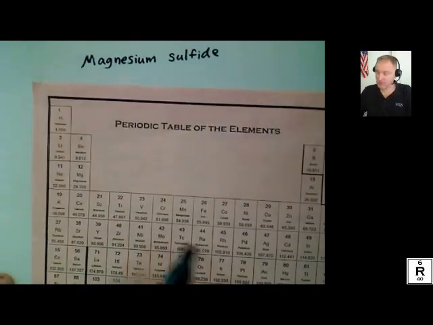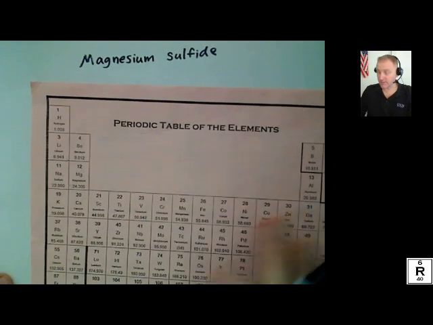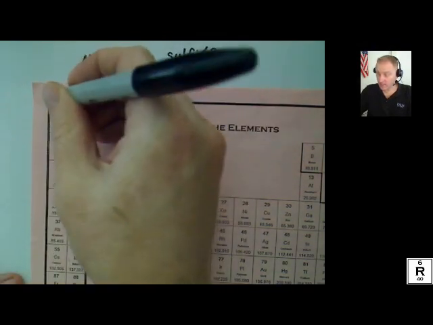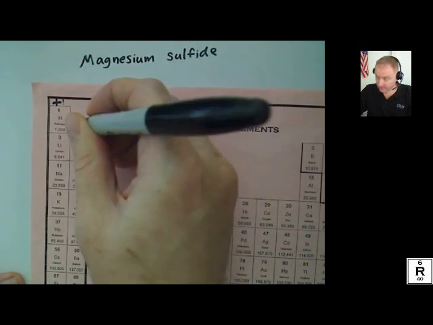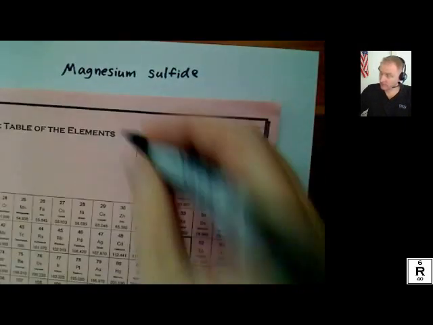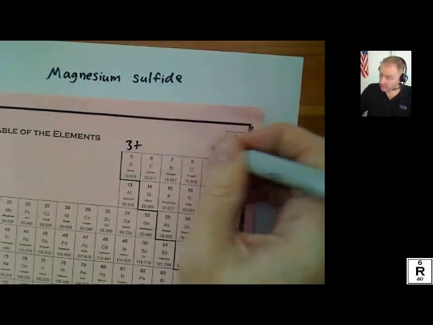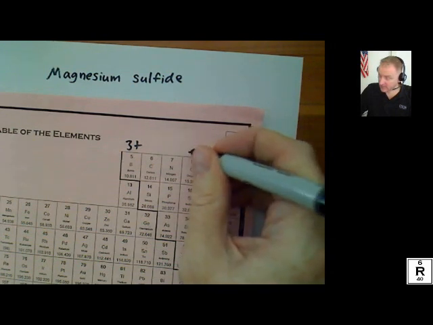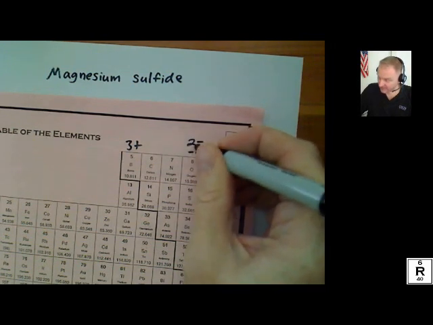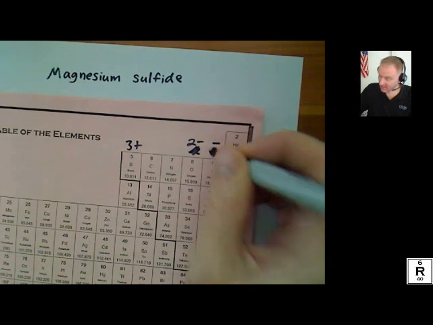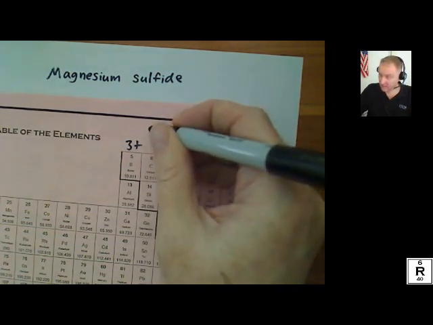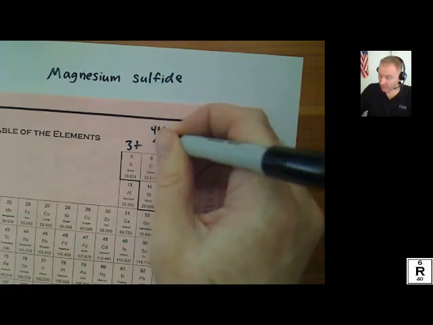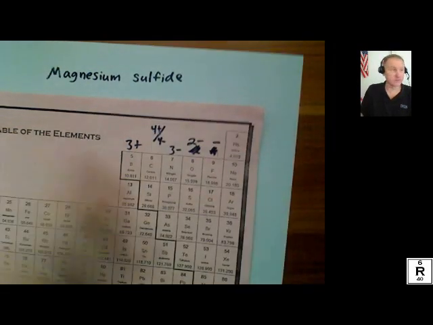A lot of times students will have their own periodic table to print and write on. People write plus 1 here, plus 2, plus 3, and on the other side it's negative 1, negative 2, and negative 3. This column here could be 4 positive or 4 negative, so it could go either direction.